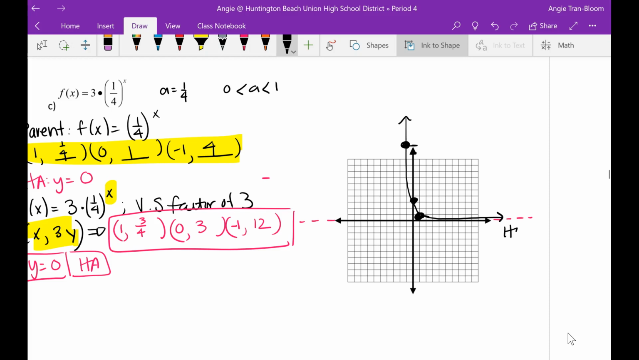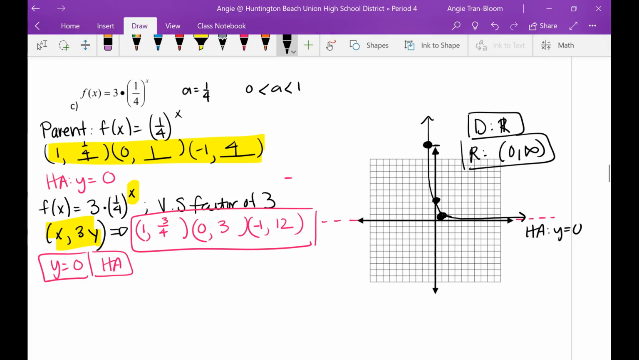I have my HA: y equals 0. The domain is always, what? Always what? All real, for all exponential functions. The range looks like it is from 0 all the way to infinity. Okay. All right, y'all, that is the end of our graphing part for exponential functions.